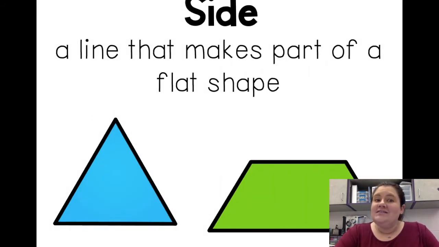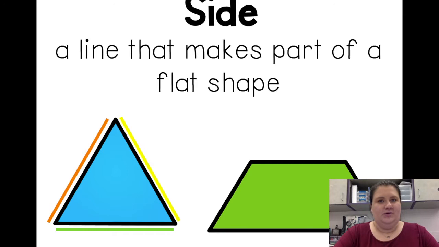All right, let's talk about a side. A side is a line that makes part of a flat shape. So how many sides do you think this triangle has? 3? Let's find out. Well, we have 1, 2, 3. You are correct.